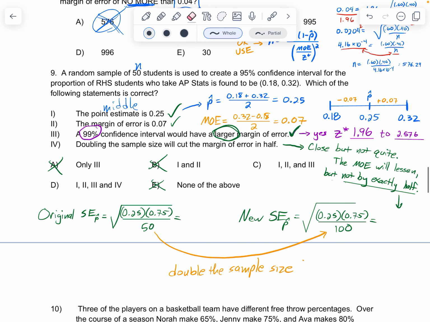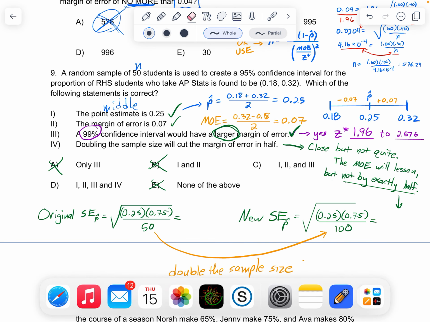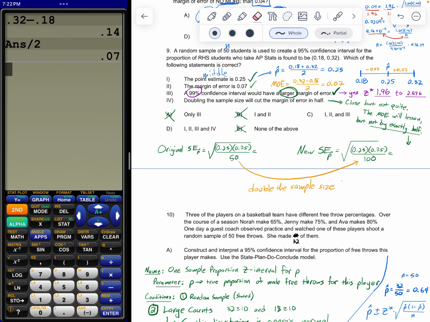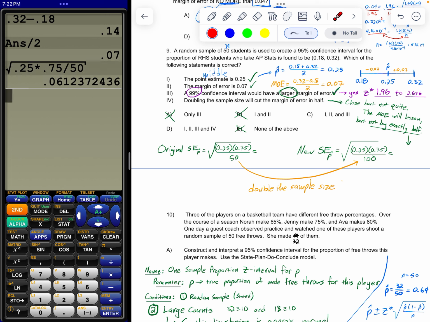So let me show you this in action. The standard error over here, sorry, over here is the original one, when the sample size was 50 people. So there you have that. That's 0.06. Okay, about a 6% standard deviation.